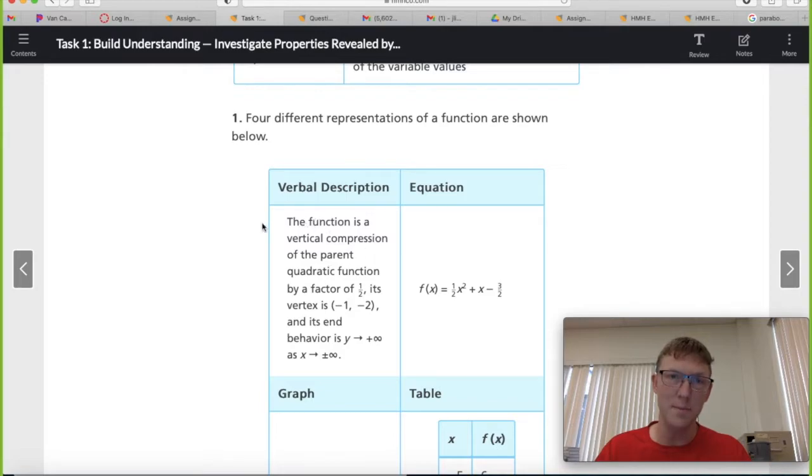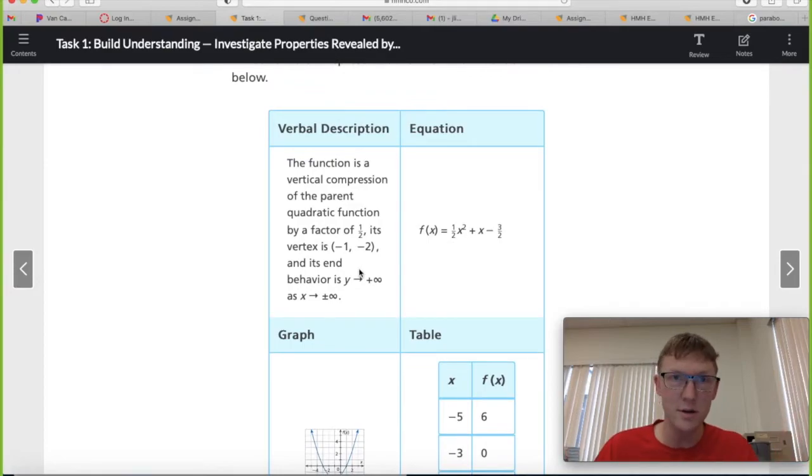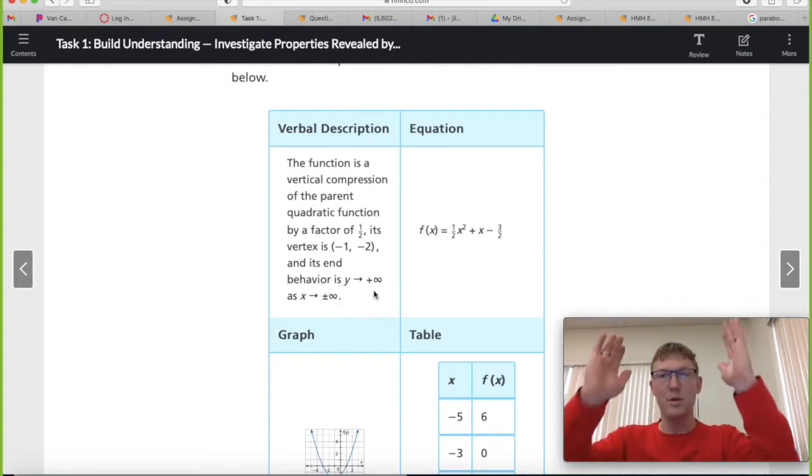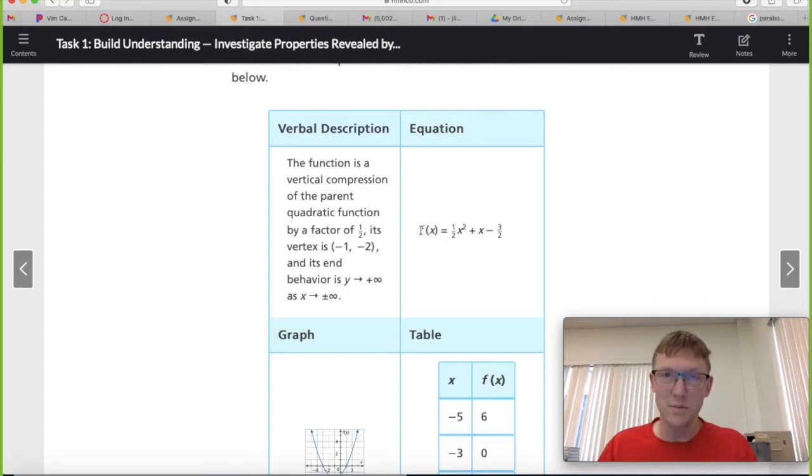Here's an example. I think these are all using the same function. Verbal description: the function is a vertical compression of the parent quadratic function by a factor of 1/2. Its vertex is (-1, -2), and its end behavior is y approaches infinity as x approaches positive or negative infinity. So it's a normal parabola that goes up. Then we have our equation right here.